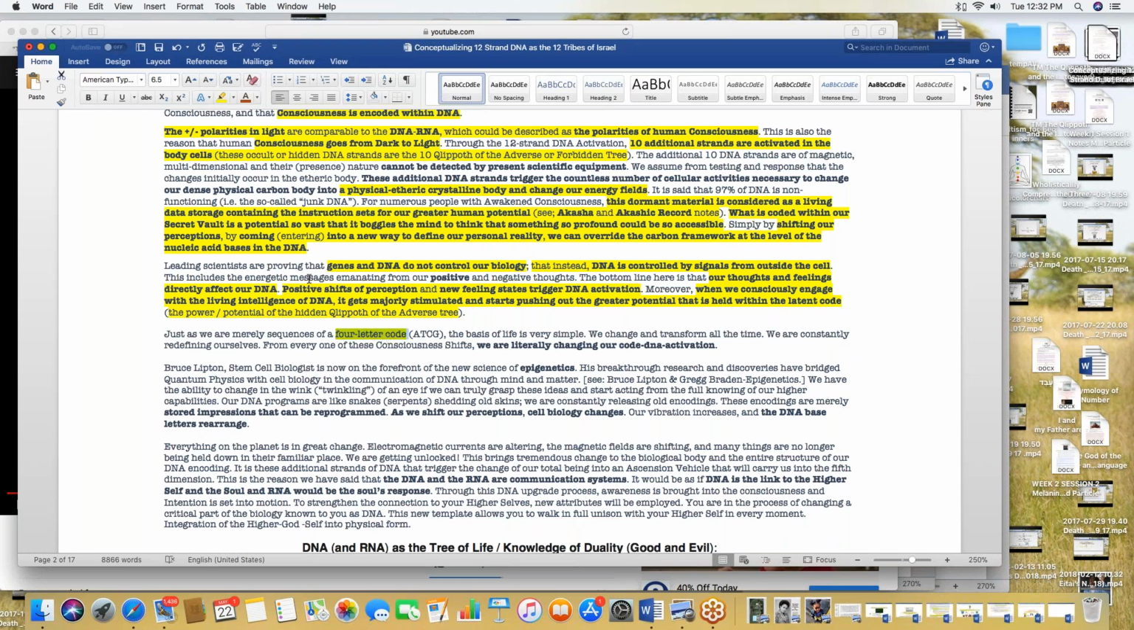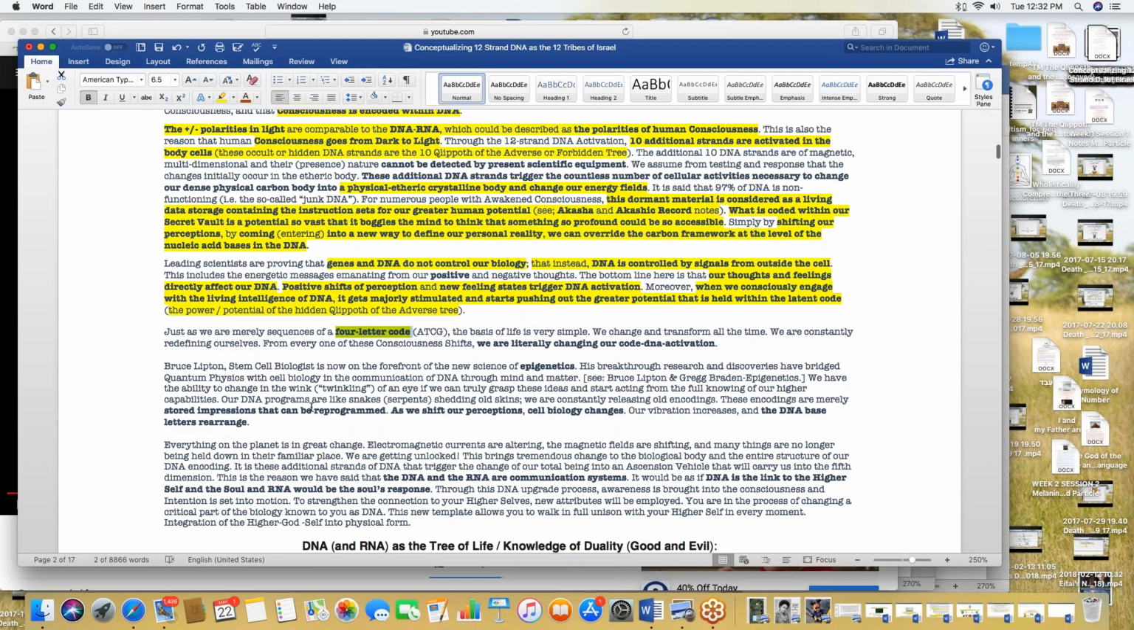The basis of life is very simple. Just as we are merely sequences of a 4-letter code, A, T, C, G, the basis of life is very simple. We change and transform all the time. We are constantly redefining ourselves. From every one of these consciousness shifts, we are literally changing our code, DNA activation. And you do it anyway, by positive and negative thoughts, primarily by negative thoughts that keep you what? Locked into the simulated matrix.